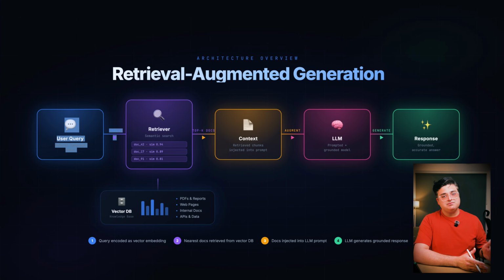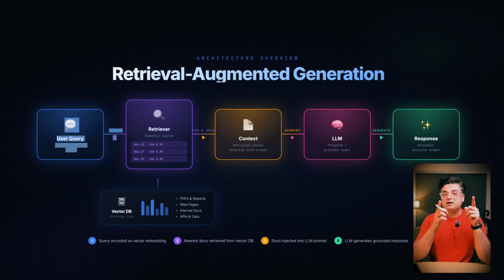Here's what actually happens when a query comes in. Step 1. The system searches your document library: PDFs, email, internal reports, whatever you have loaded in. Step 2. It finds the most relevant pieces of information, not by matching keywords, but by matching meaning or context, using something called vector embeddings, which we will cover in a separate video. And step 3, those relevant pieces get handed to the model alongside your original question, and the model answers based on what it actually retrieved, not what it vaguely remembers from training.